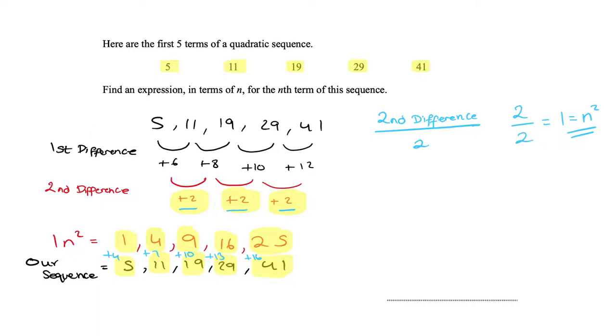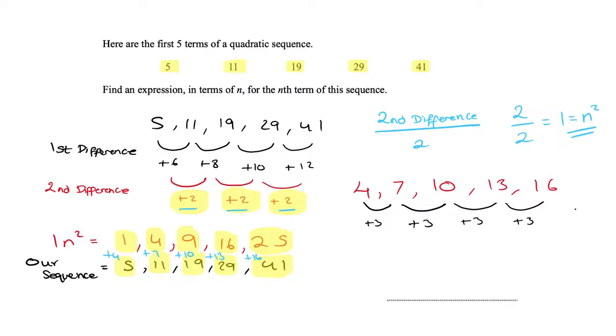Now let's write out the new sequence. So the new sequence is 4, 7, 10, 13, and 16. Now we need to work out the nth term of this sequence. Okay, so again, 4 to get to 7, you add 3, 7 to get to 10, add 3, 10 to get to 13, add 3, 13 to get to 16, add 3.